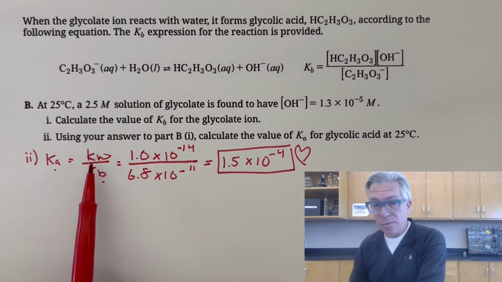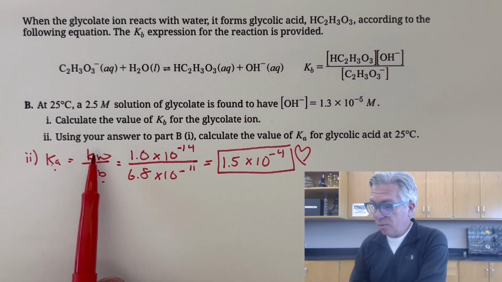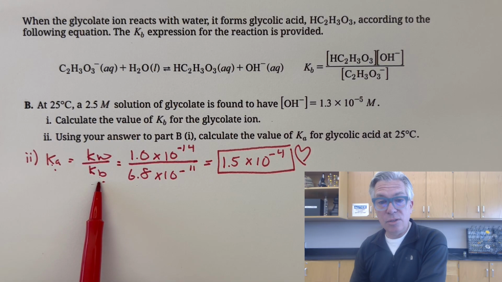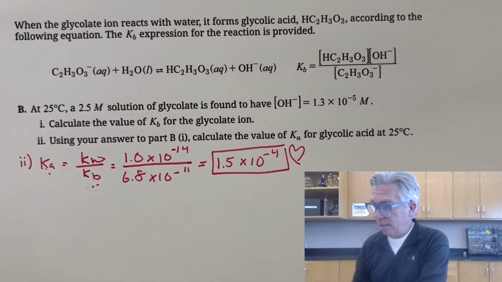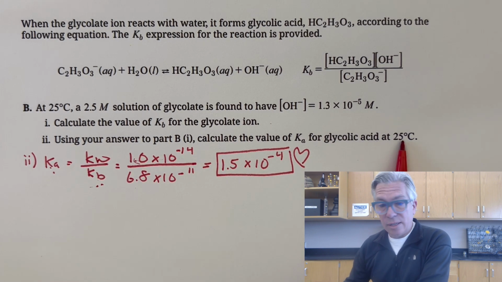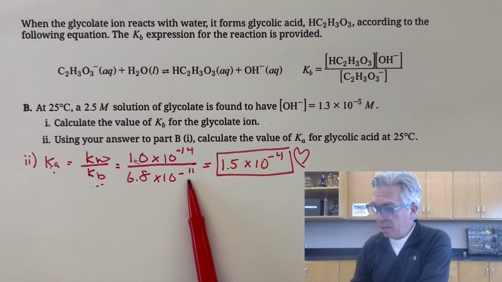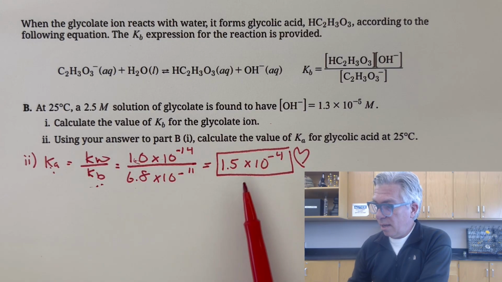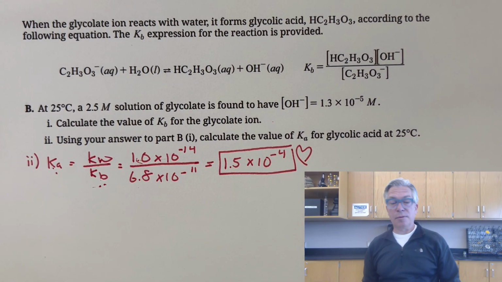Now I rearranged it already. So we have Ka equals Kw over Kb, and you can find this on your equation sheet on the AP exam. Kw is 1.0 times 10 to the minus 14th at 25, and Kb is what we found in part 1, and I got 1.5 times 10 to the minus 4th.